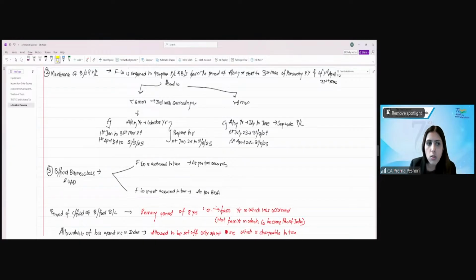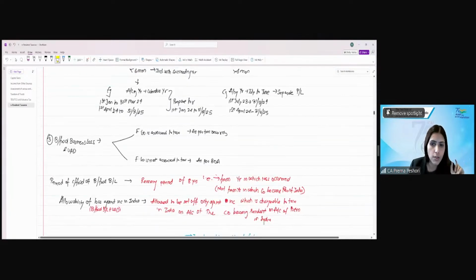Now this business loss and the UAD, though carried forward and set off for unlimited years, for the business loss I will allow only the remaining period of 8 years. Let's say you incurred the loss and 3 years have already passed by. So for the balance 5 years, you can claim the carry forward and set off of the loss.